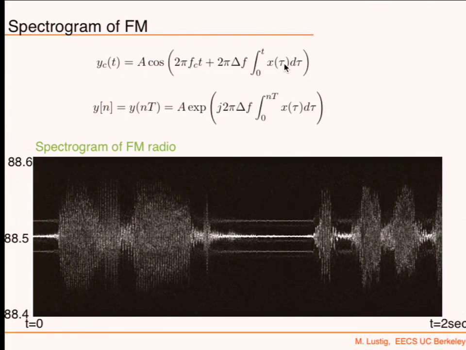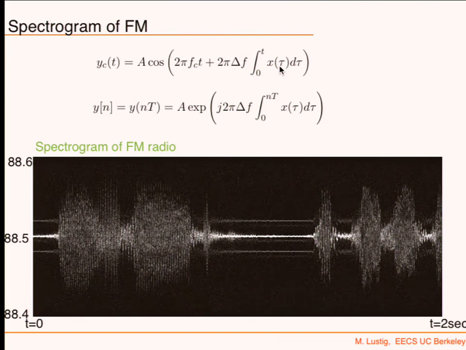Derivative of a phase is frequency. If I look at what the phase here, this is the signal that I want to modulate. I take the derivative of the phase. This is just a constant component. So I'm going to get a frequency offset at FC, which is 88.5. And then if I take the derivative of that, I'm going to get delta F times my X(t). So the frequency deviation is going to depend on delta F, and it's going to also depend on my signal. Okay.